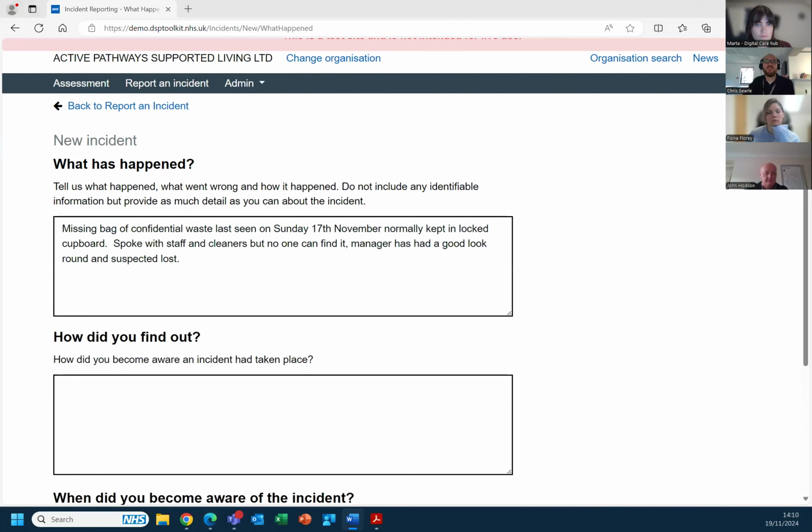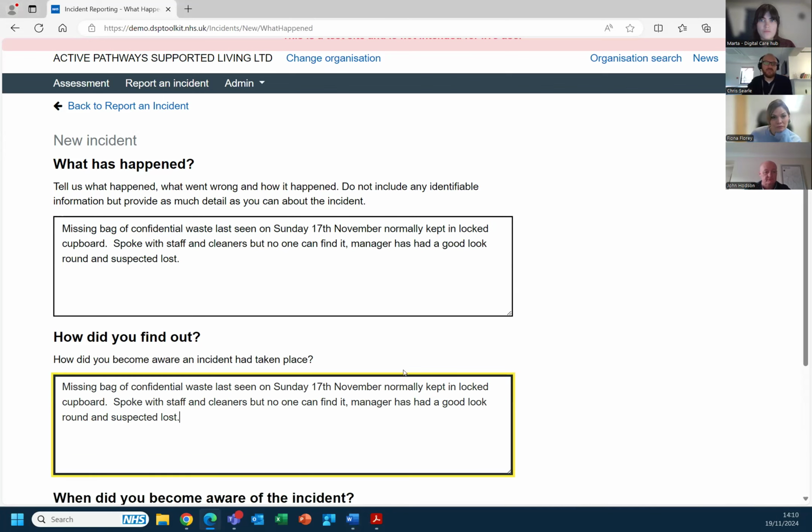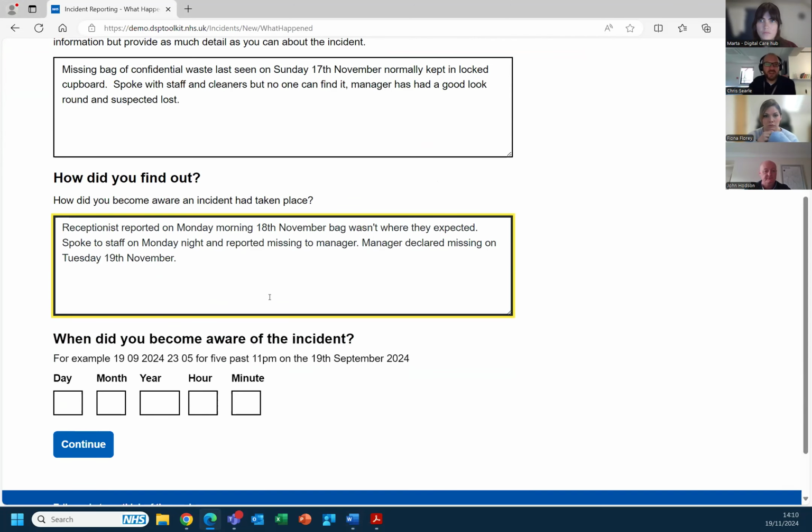And then there's how did you find out? Yeah, so our receptionist reported it on Monday morning. The bag wasn't where it should be, so we spoke to staff on Monday evening, and then we reported it missing to the manager, and then the manager couldn't find it as well, and declared it missing on Tuesday, today.